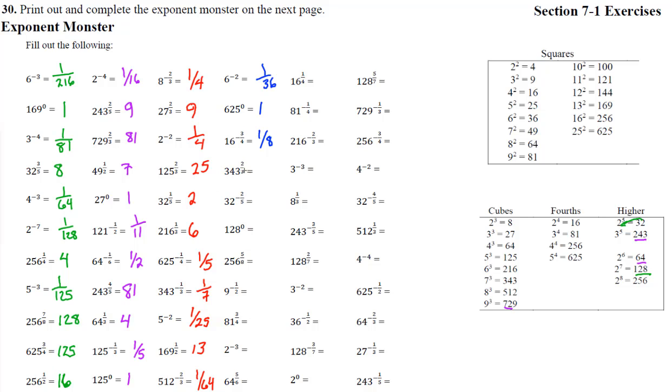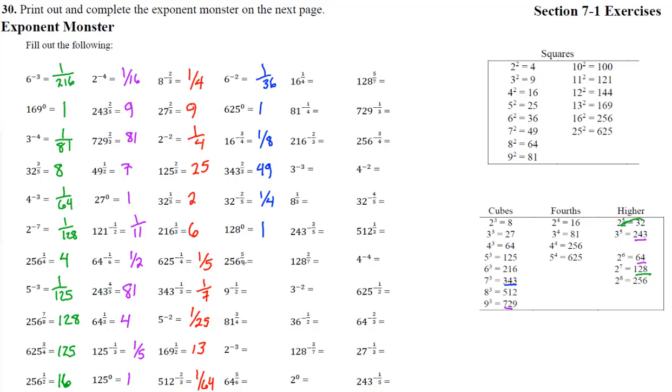343 to the 2/3. So we're going to cube root 343, then square it. So there's 343, and we're going to cube root it, which is 7, and then 7 squared is 49. 32 to the negative 2/5. We're going to take the fifth root of 32, which is 2, squared, which is 4. Negative exponent puts it on the bottom. 128 to the 0 power is 1.